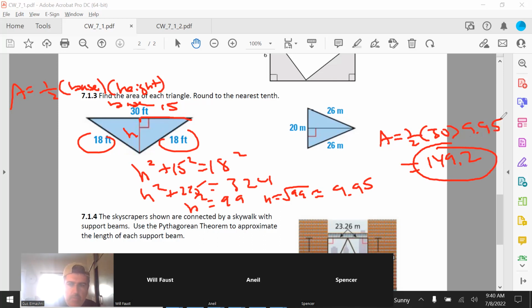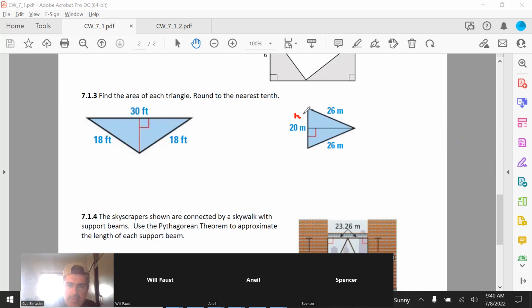So that's all for that one. You do the same thing here. That'll be 10. And you have to do Pythagorean theorem again. 10 squared plus 8 squared equals 26 squared. This actually is going to be one of our Pythagorean triples.